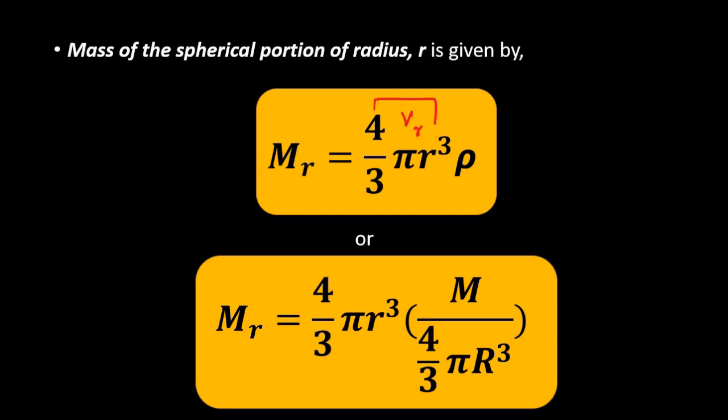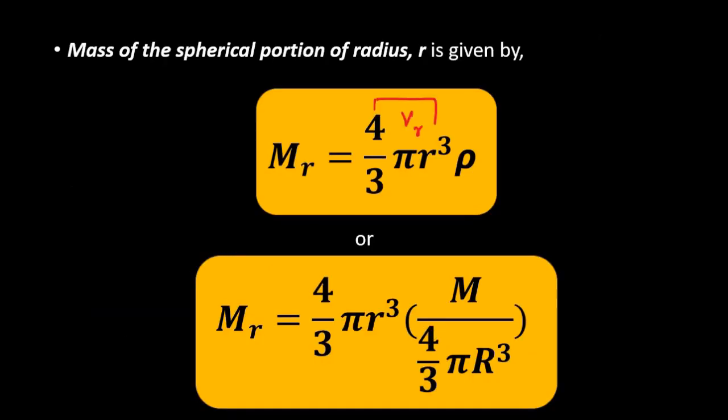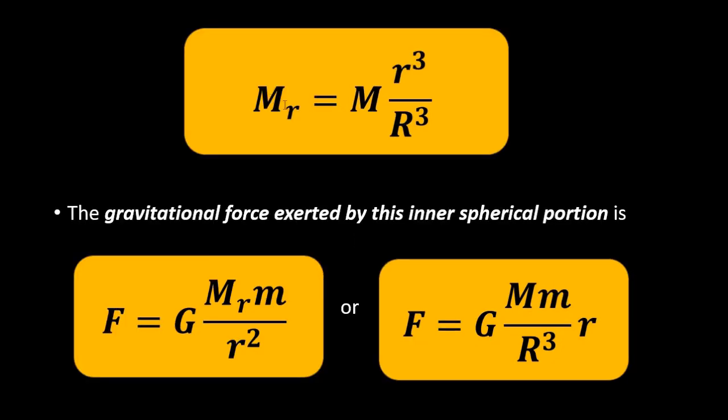So the mass of this inner sphere will be the volume of that inner sphere multiplied with the density of Earth. That is equal to 4 by 3 pi r cube, which is small r, multiplied with the density, which we got here, M by 4 by 3 pi R cube. When we multiply these two, we get the mass of this inner sphere as M small r cube by capital R cube.